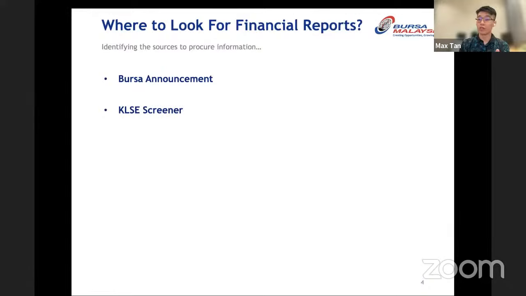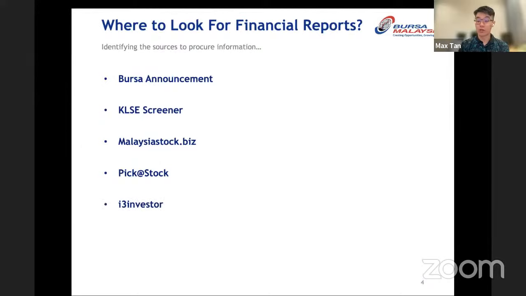Then Malaysians' favorite, the screener. I think most investors would have the screener installed on their mobile phone. And a lot of people also like to use Malaysia Stock Base, which is not bad as a platform. Pick a stock, quite comprehensive. It's a new platform. Probably a lot of you haven't heard of it, but you can go and check it out.